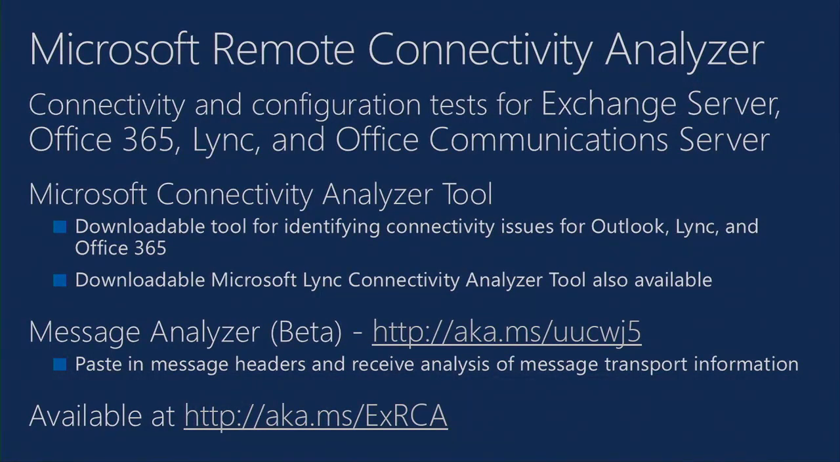Now, one of the new things that we've recently done with the Connectivity Analyzer is we've included this new Message Analyzer. It's still in beta, so when you go to this website and you try it out, you'll see it still says beta. But basically what you can do is you can take the headers from an email message and paste it into this Message Analyzer, and it will break down the headers line by line and show you all the path and everything that went on with that message. What gateways it went through, what IP addresses they had, how long it took, et cetera, et cetera.